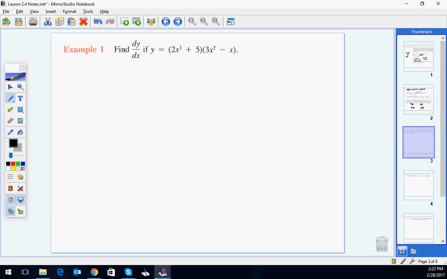So you will do first times derivative of the second, plus second times derivative of the first. Look at that. I'll write the notation underneath.